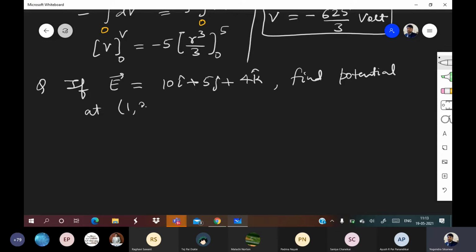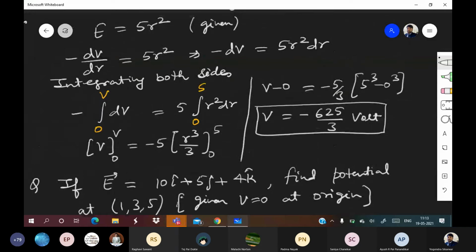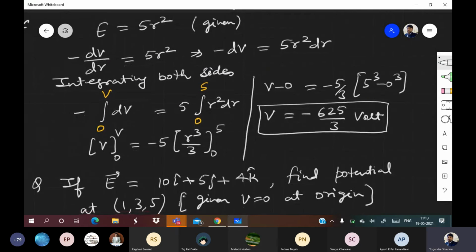Sir, can you scroll up a bit? 1, 3, 5, given V is equal to 0 at origin. I hope you understand what is origin. Done, sir.